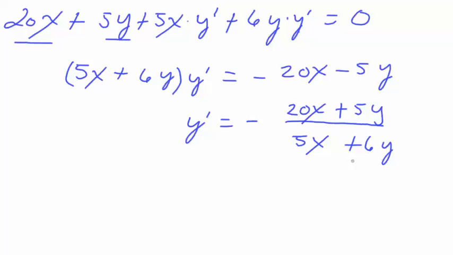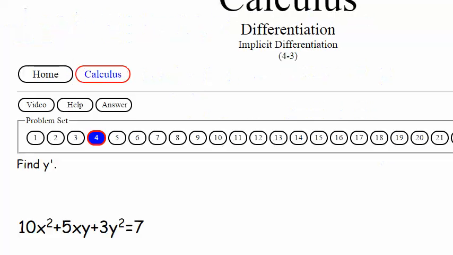And we look at our coefficients here, and it doesn't look like we can reduce, because if we reduce, we've got to reduce all of them. But it doesn't look like we can do that. So we've got y prime is equal to negative 20x plus 5y over 5x plus 6y.